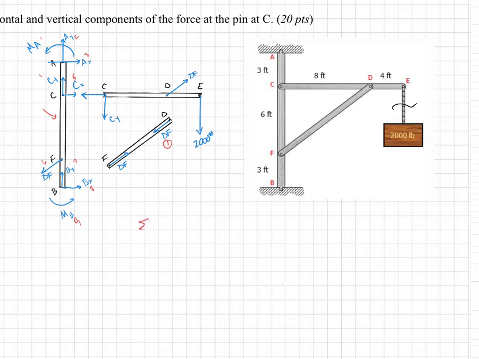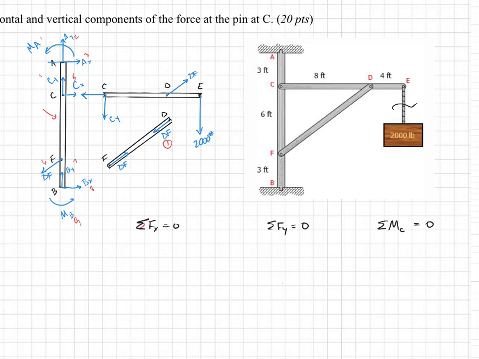Oh, we don't want black there. Let's go with the sum of the forces in the x equals 0. I could say the sum of the forces in the y equals 0. And I could say the sum of the moments around some point equals 0. Probably C. Right, that's usually going to be the easiest spot.